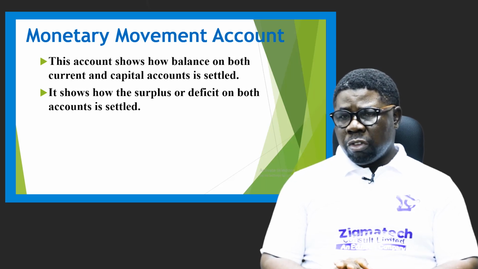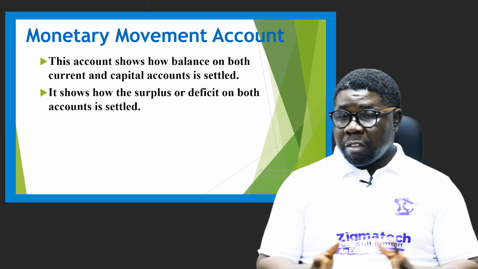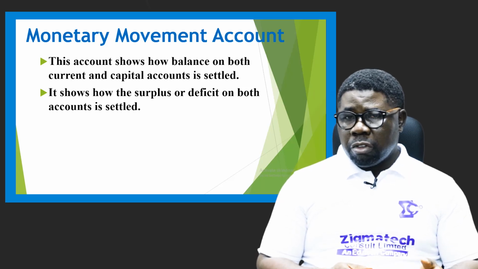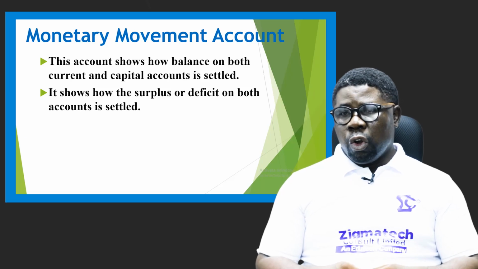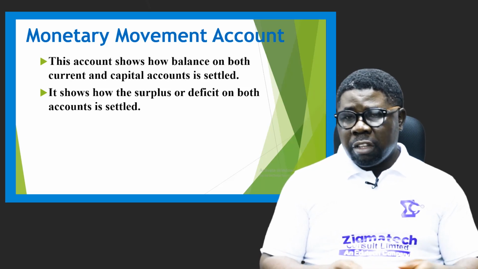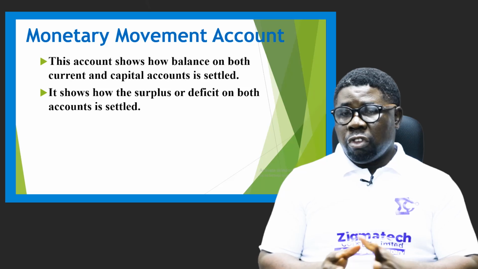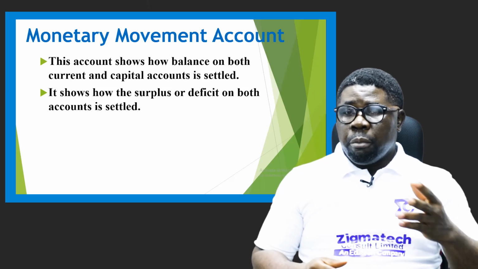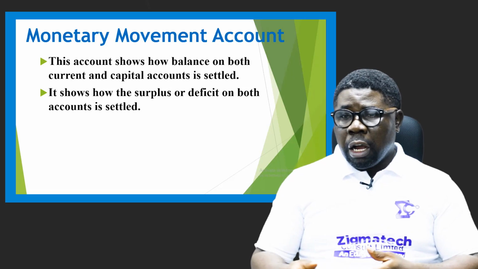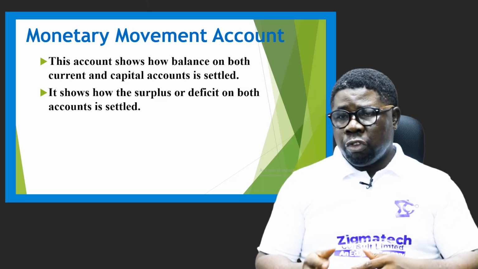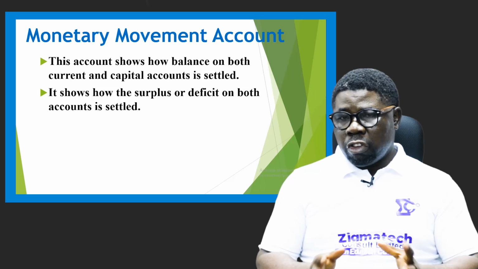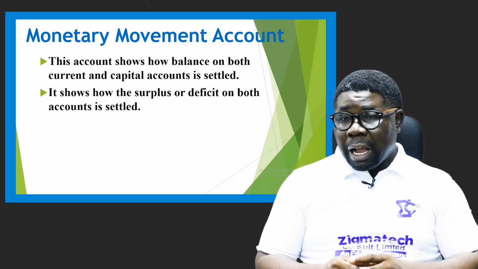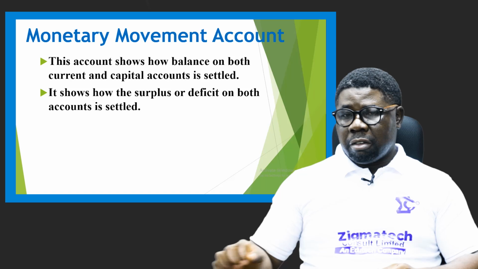Now it shows how the surplus or deficit on both accounts are settled. When you have a surplus in the monetary or current account, or a deficit in the capital account, how are they settled? It shows a summary of the movement of money from one account to the other, or from one level to the other. This is what the monetary movement account tells us. It gives us a summary of how accounts are settled or balanced over time.